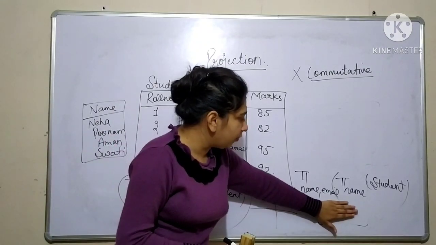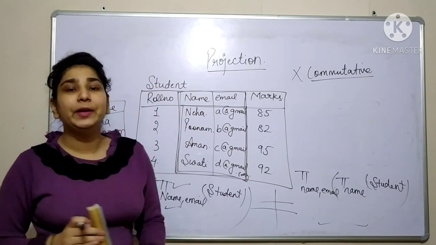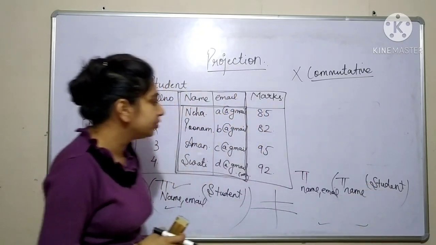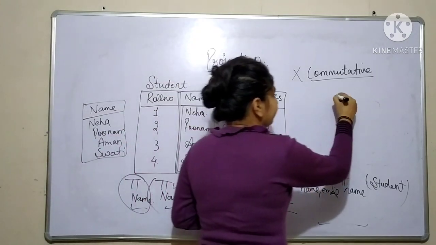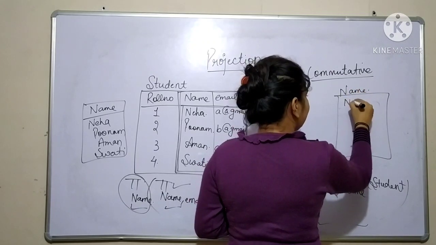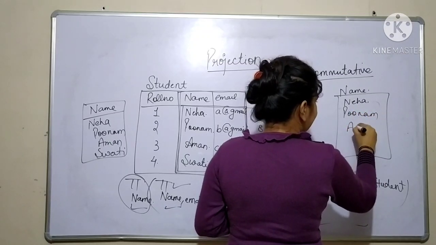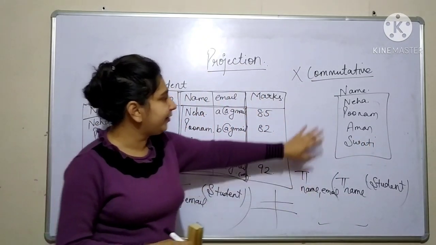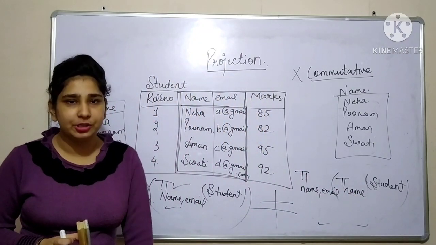Now let me perform this projection operation. Firstly, what I would be doing is projecting the name attribute from the relation student. This is a student relation. I am projecting name: Neha, Poonam, Aman and Swati. Okay, this is the one attribute I am having, after performing this first projection operation.